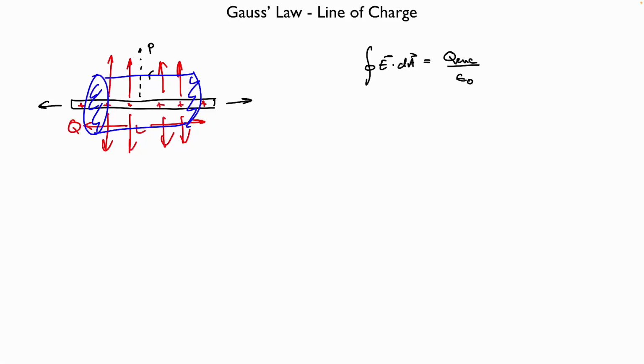What direction is the electric field pointed compared to the area vector on the ends? 90 degrees, right? And what's the dot product between two things that are 90? There's no flux through the end cap. So that means the only flux I'm going to have is through the toilet paper roll part. Okay? So that means that this integral, again, the electric field is a constant, and my area is going to be 2 pi r times L.